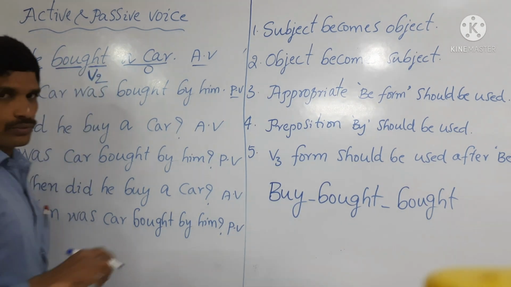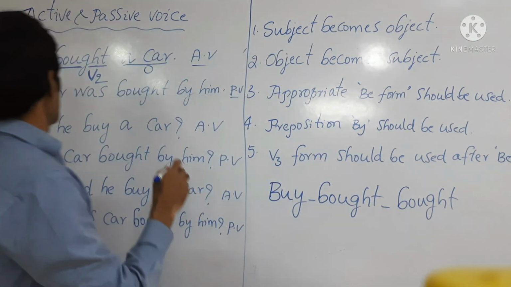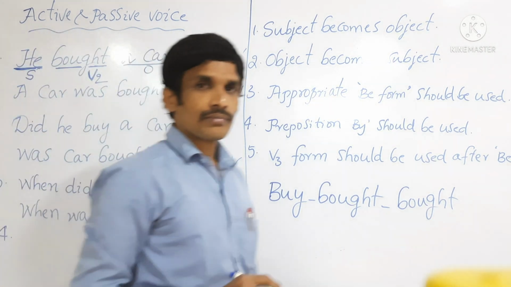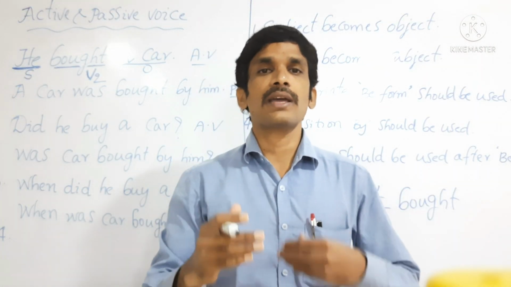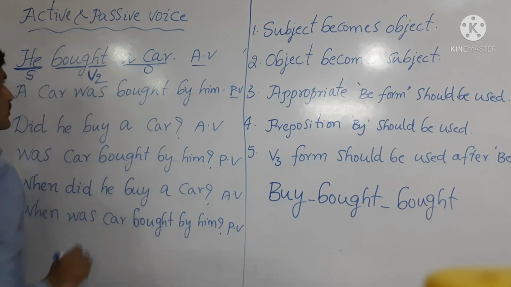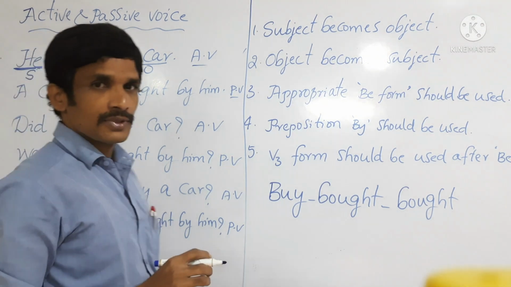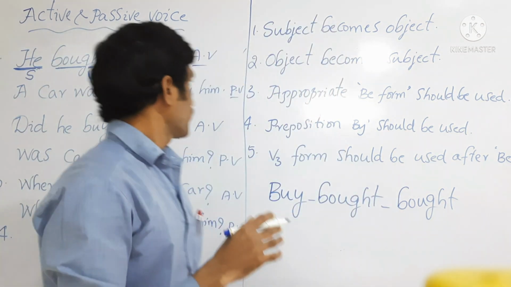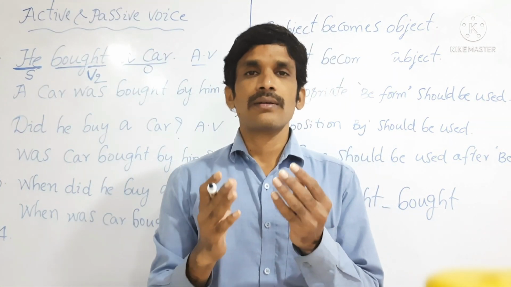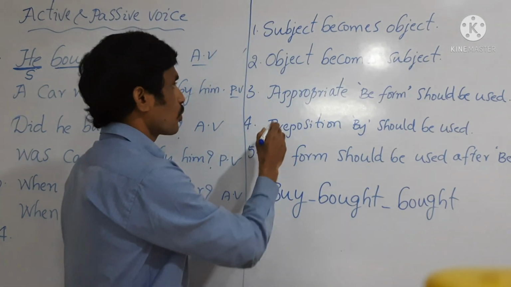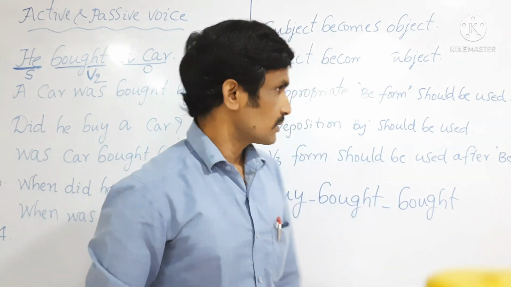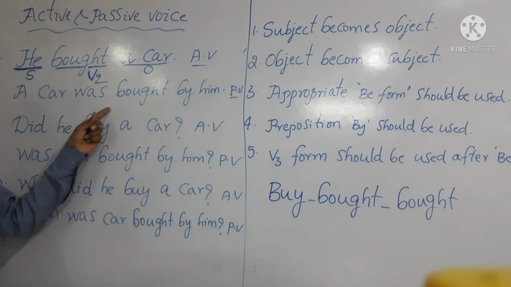This is V2 form, because immediately after the subject we don't use V3 form. Here immediately after the subject bought is there. So we can conclude that the verb is in past form. So the given sentence in the active voice is past tense. So appropriate be form means here the be form of the past tense we have to use when we change that sentence into passive voice.